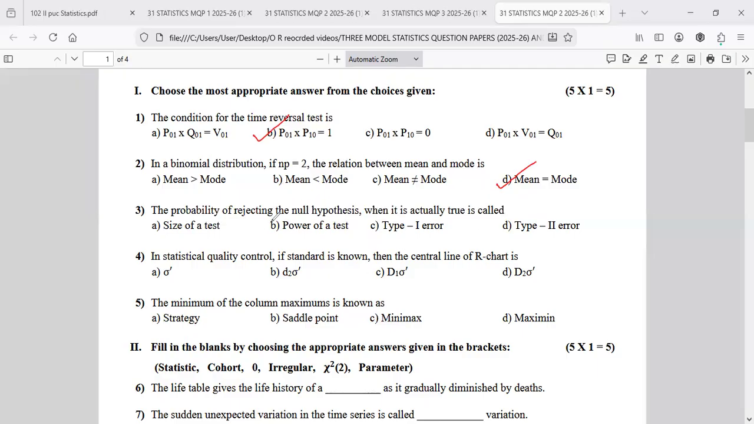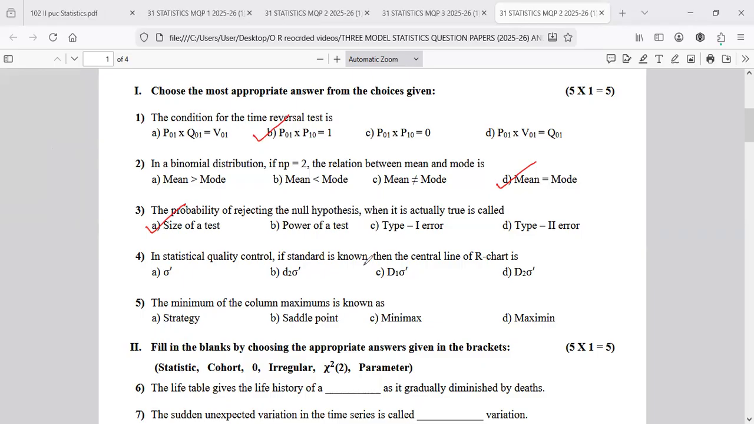The probability of rejecting the null hypothesis when it is actually true. So this is called type 1 error. Correct? If you add probability, so that is called size of the test. So that is called size of the test. Remember, this is size of a test. Okay. And after that, the statistical quality control.